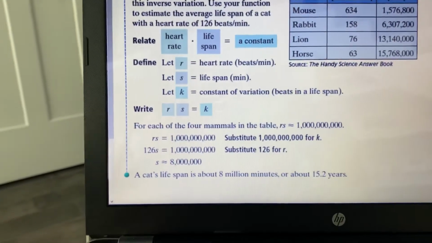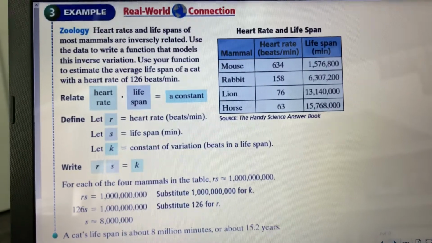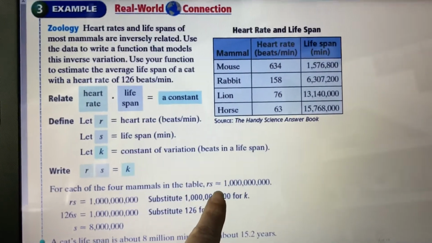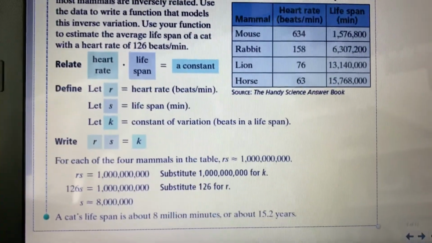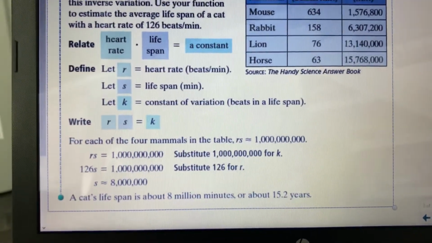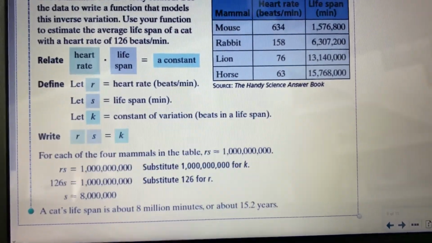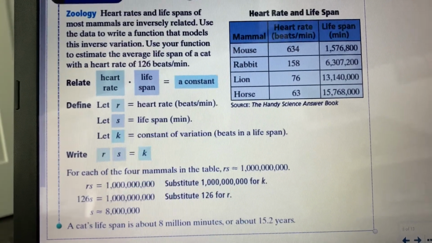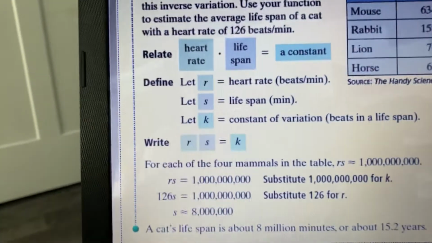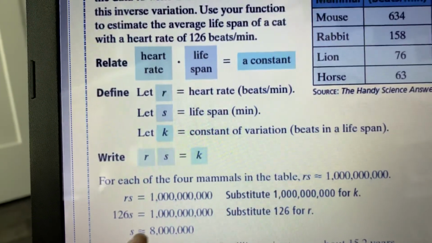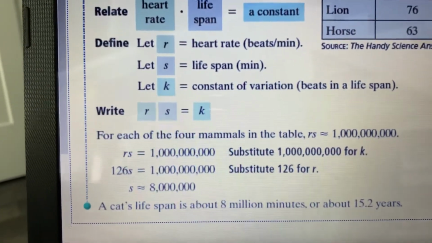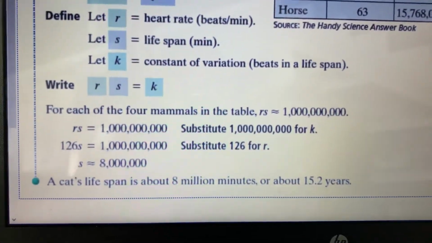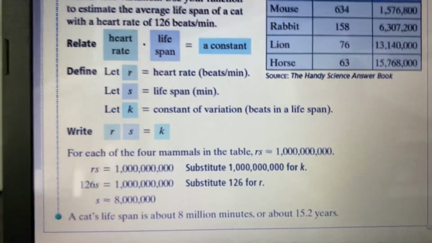And they're not always going to be exactly the same when you're doing a real life example, but they say they're approximately equal, that's what those little squiggly lines mean right there. It says R times S is approximately a billion. So if you substitute, we have to find the lifespan of a cat that has a heart rate of 126 beats per minute. So they plugged in 126 for the heartbeats times S equals a billion for the k value. S is about 8 million. So a cat's lifespan is about 8 million minutes, or around 15.2 years.